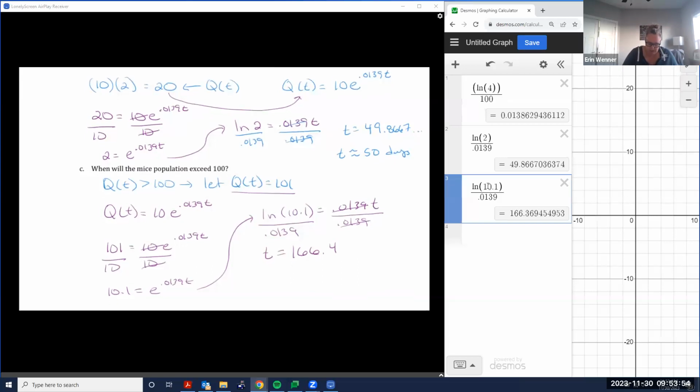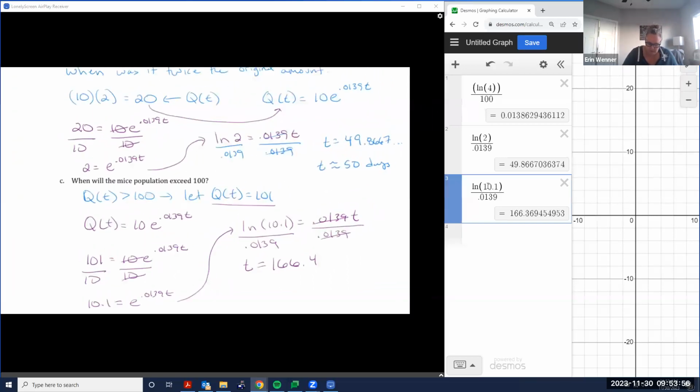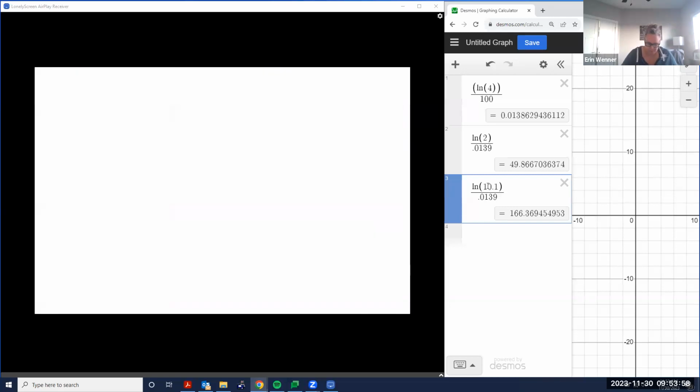So one of the things that you will see people do, let me get this new piece of paper, is with our formula, we had 101 equals 10 times e to the 0.0139 t. A method that they'll use here to solve this is called taking the log of both sides. And this is an alternative method to solve, okay? Taking the log of both sides looks like ln of 101.